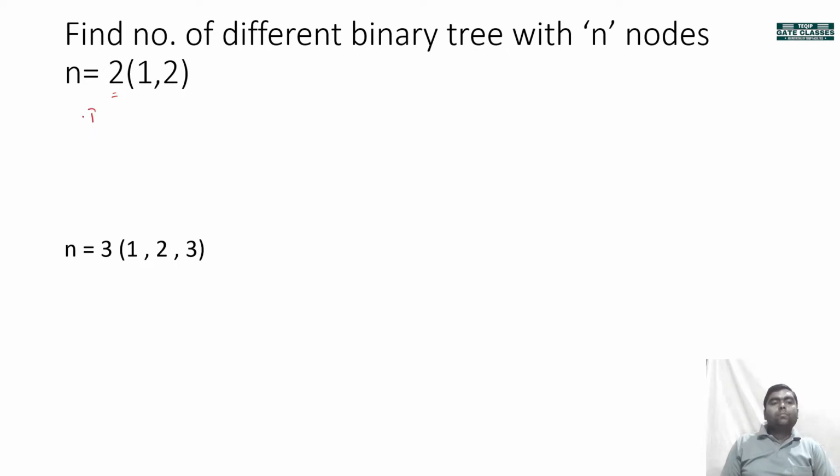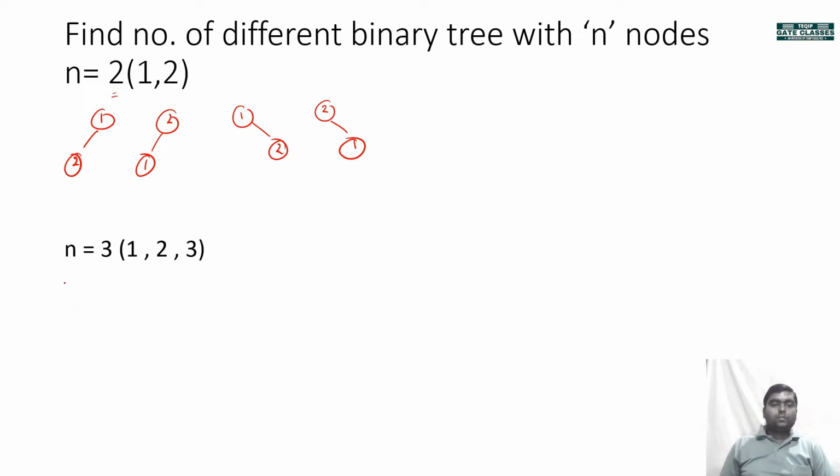So then what may be the possibility? It may be like 1 2, and it may be like 2 1. Okay, for the labeling purpose, we are just taking that it may be 1 2, it may be 2 1. Okay, now for n equal to 3, so how many possibilities are there?